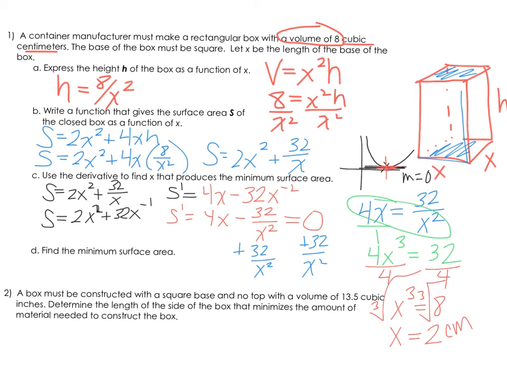And now I can find the minimum surface area. If I know what x is, I can go back and plug that x back in. Let me get my highlighter out. I can plug x in here. If they asked me to find h, I would do that. They just want me to find the surface area, so I'm going to plug x into here to get the surface area.